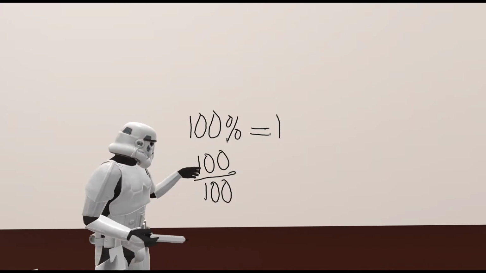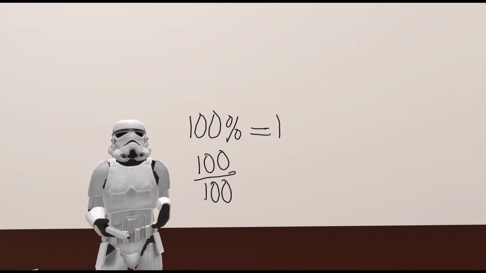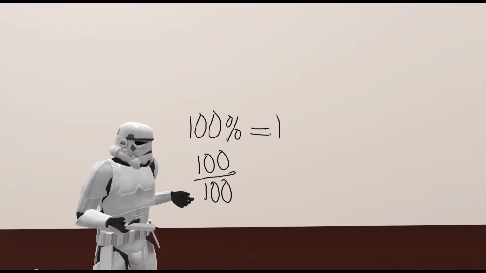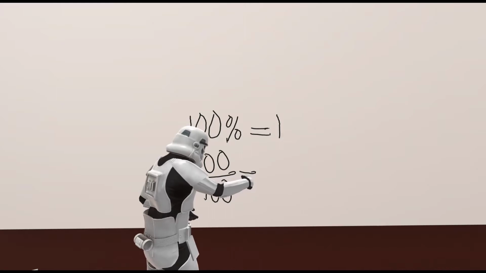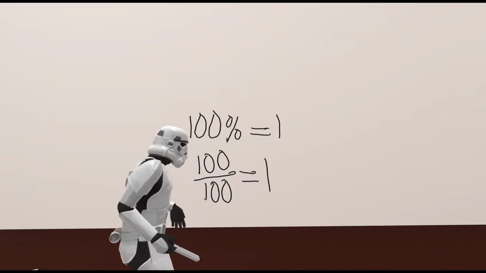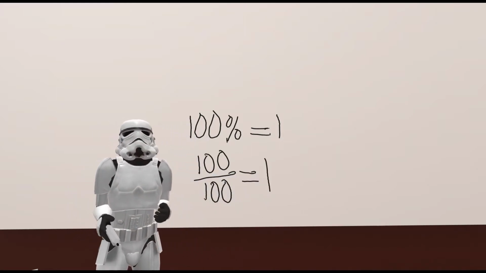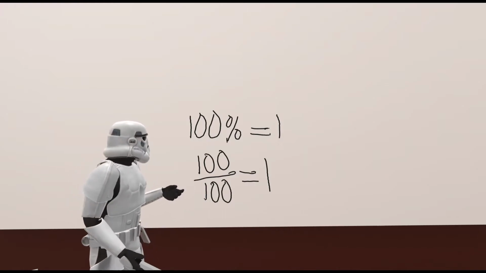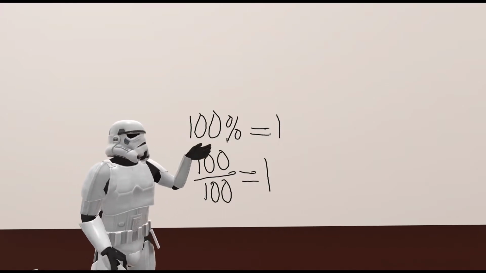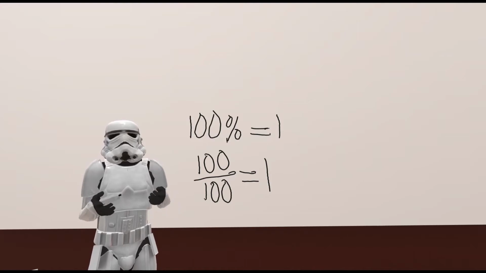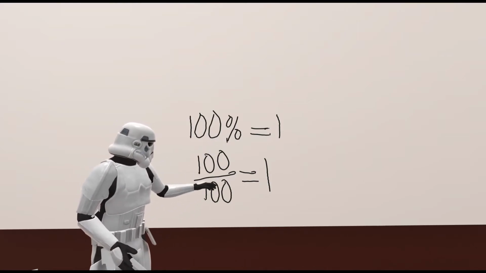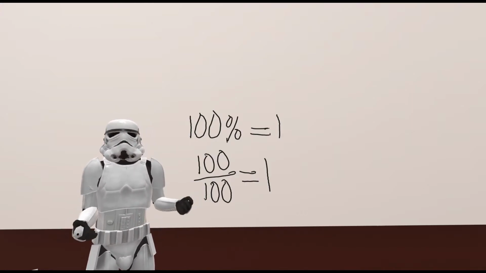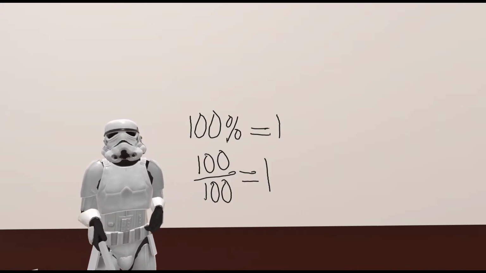So if I have 100 and I divide it by 100, I'm asking, if I have 100, how many 100s do I have? I just have 1. So when we're trying to convert from a percentage into a number or a decimal number, all we have to do is we just divide it by 100. Let's do a few examples on the next board.